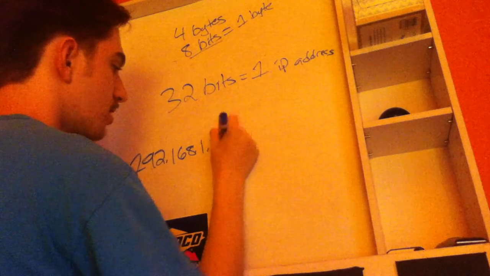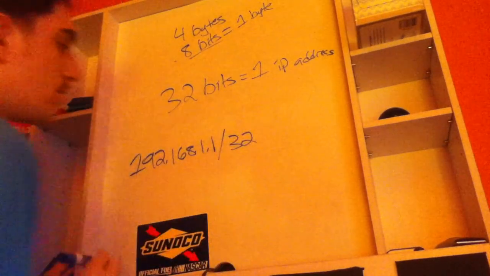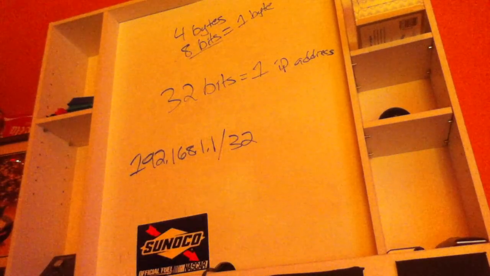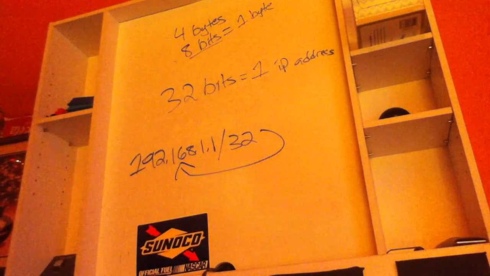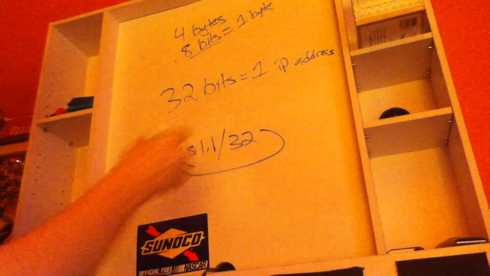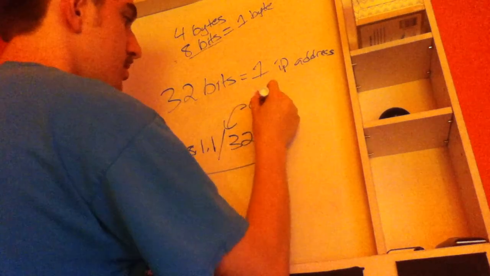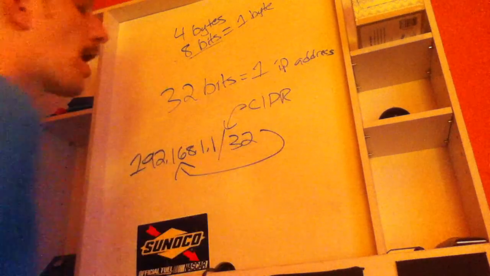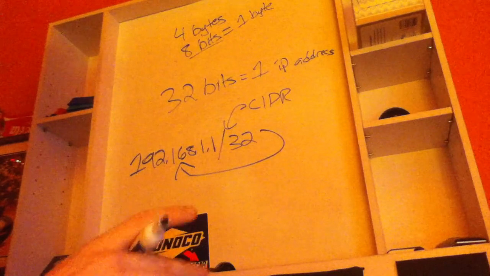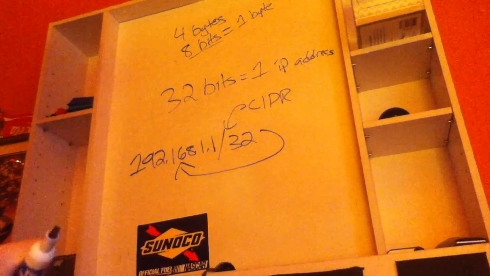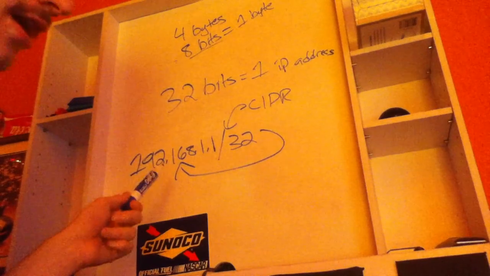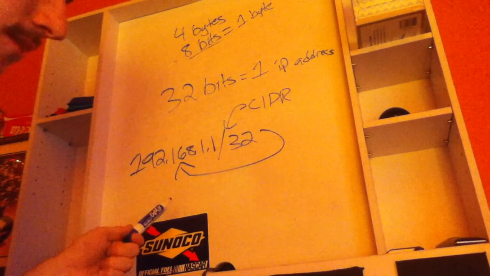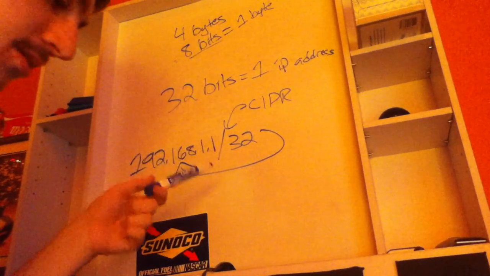That 1.1/32 basically means one IP address, which means that one right there. This right here is called a CIDR. I really haven't studied CIDRs in depth, so I don't really know what they are, but I know it has to do with IP allocation. It's similar to a subnet mask. It's kind of similar to subnetting.